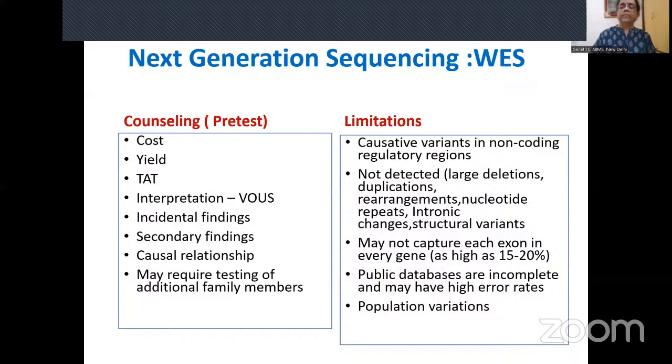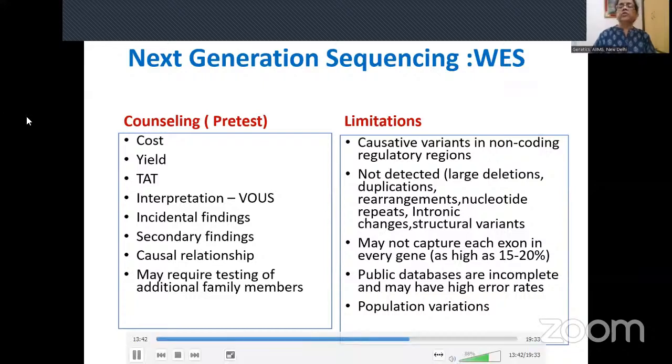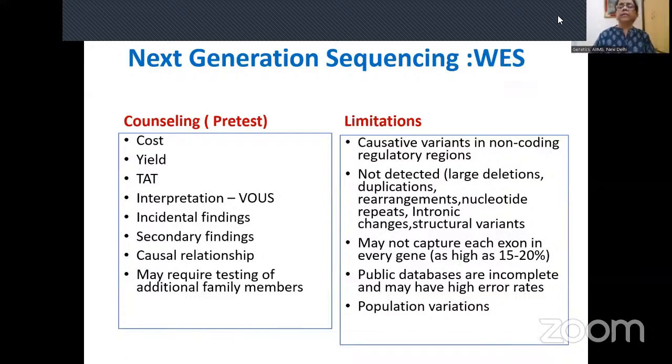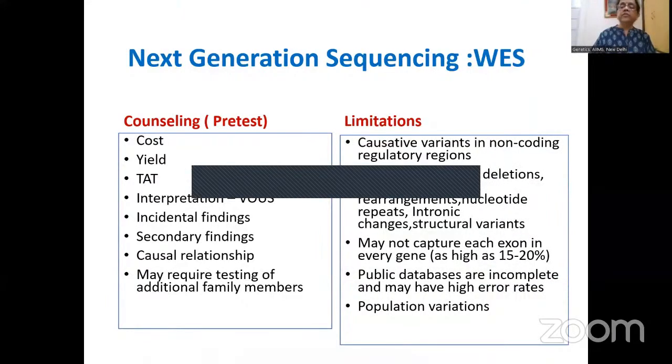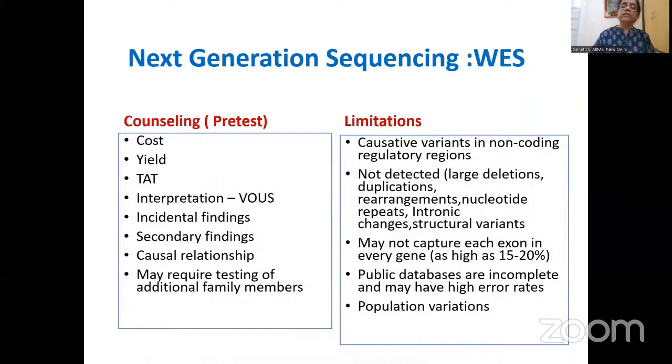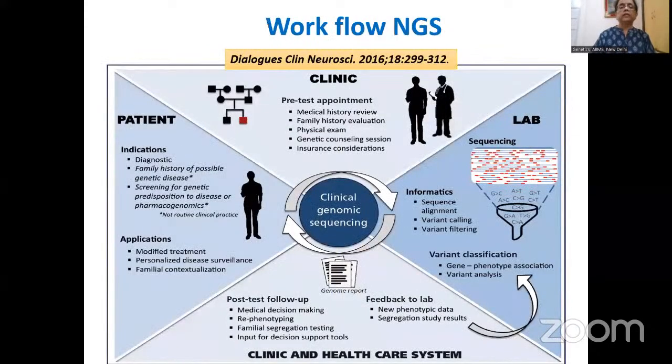Whole exome sequencing has limitations because variants in the non-coding regulatory regions may not be identified. Large deletions, duplications, rearrangements are not identified. As I said, the whole gene may not be covered, and the public databases are often incomplete and may not be updated. We may not get the data when we try to interpret these variations, and they may be population variations. So in the Indian population, the variation databases should be there, and there have been efforts, and we have India-specific databases which may be used for interpretation of these results.